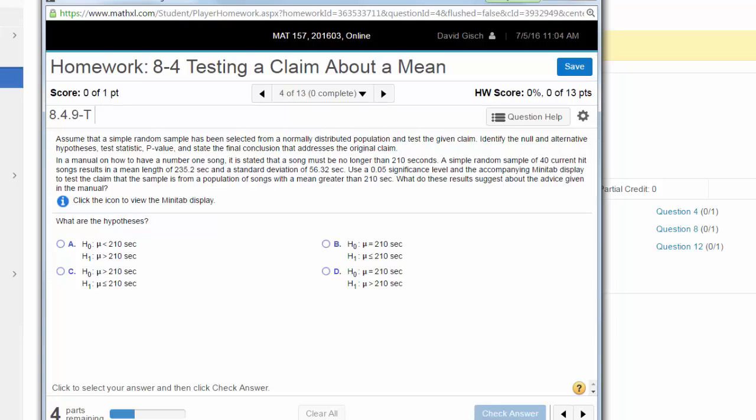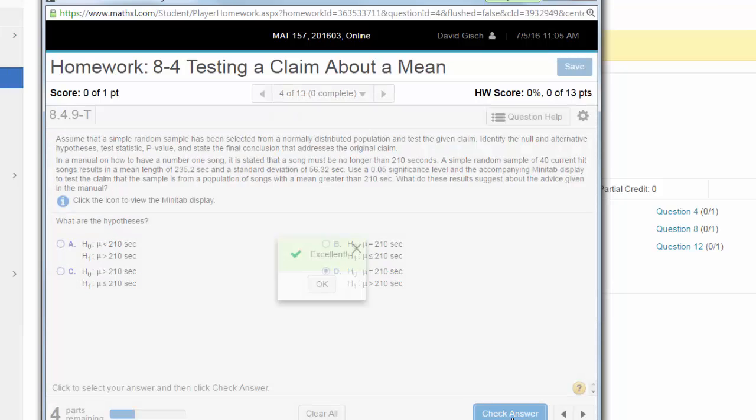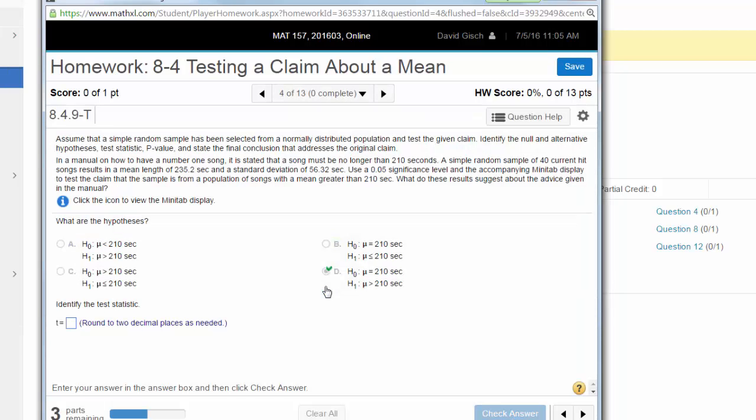Alright, so if we jump right into this, this is about a mean, so therefore our parameter is mu, just like in this problem here, where they want us to test that the mean is greater than, which has no equality in it, so that means that's got to go in the alternative. And so we are looking at either A or D, but remember the null must always have an equality. And so A is ruled out, so we must be using D here. And so check it. Excellent.